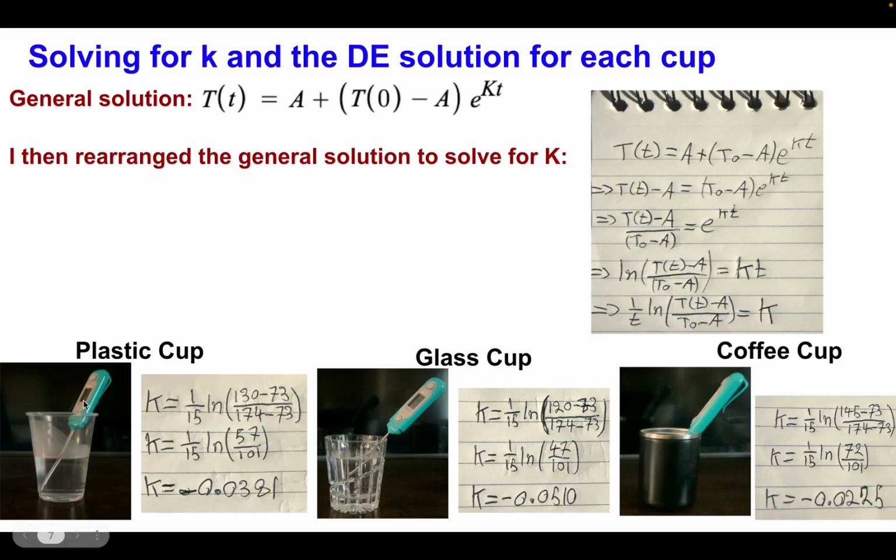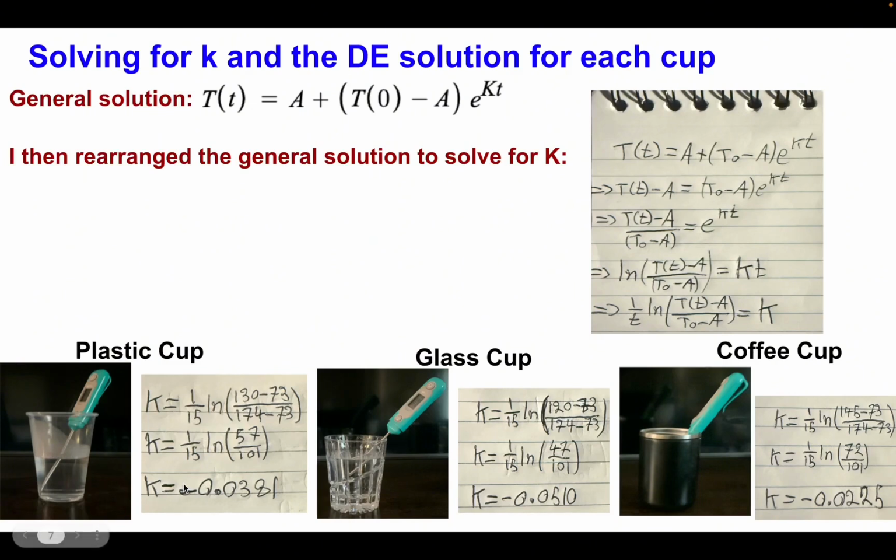For the plastic cup, all I did is basically plug in this value, this value, this value, and this value. These bottom two values are the same for all of them since all of them started at the same temperature and all of them have the same room temperature. Only the top number changes, which is the temperature after 15 minutes. As you can see right here, we have 1 over 15. That's what the equation tells you to do: 1 over time, which is 1 over 15. And I did that for all of them and got the results.